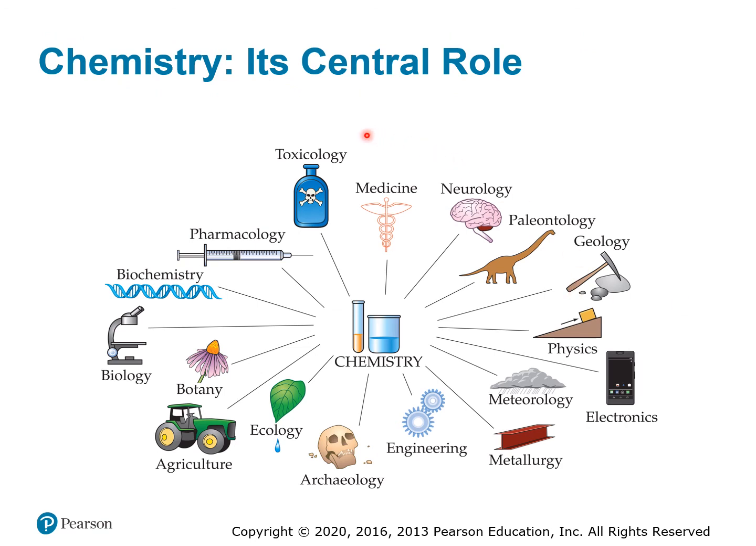Here is a diagram which explains why chemistry is a central science and how chemistry is involved in all the areas of our daily lives, as I suggested when I started the chapter. There are various examples of the use of chemistry. Here chemistry plays a central role. You find its applications in medicine, in studying the brain, neurology, paleontology, geology, physics, electronics, climate change or weather studies or meteorology, metallurgy, the study of metals, engineering, archaeology, agriculture, biology, biochemistry, toxicology. Here are some examples to explain the role of chemistry.